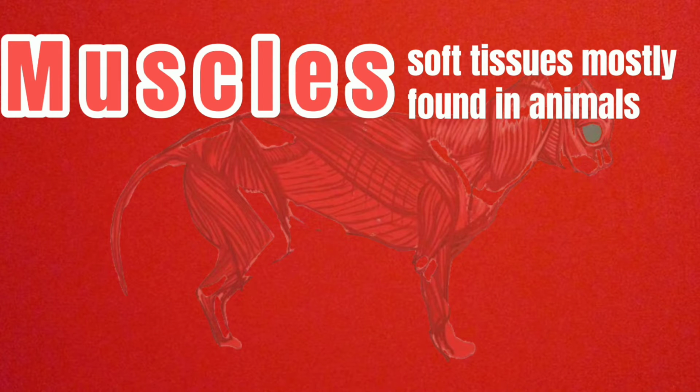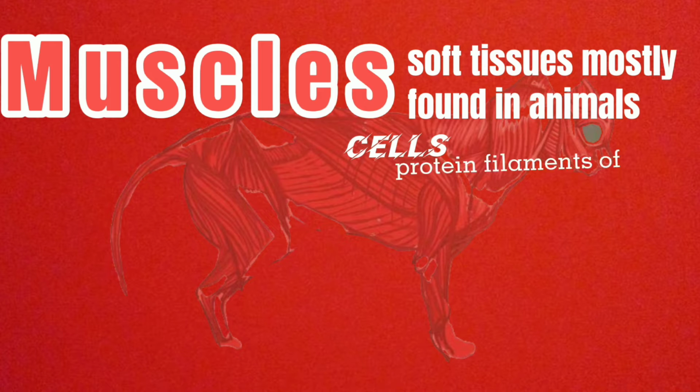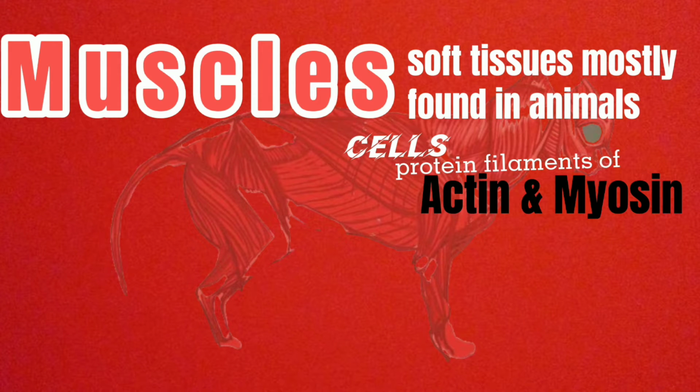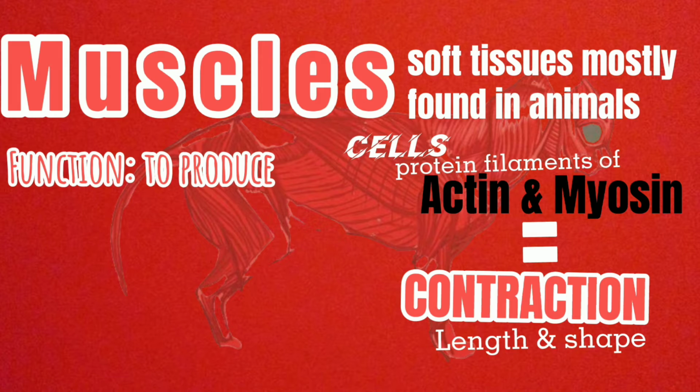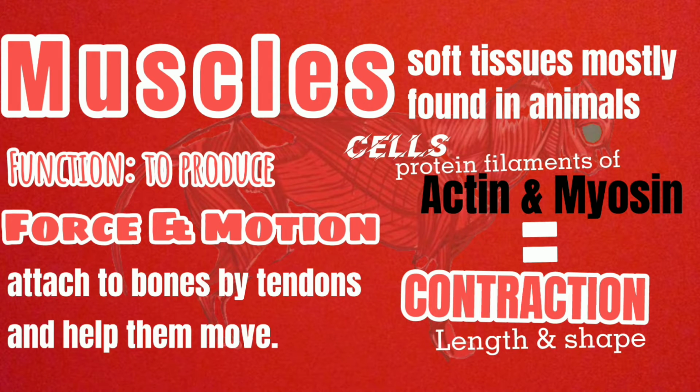But before we start, what is a muscle? Muscles are soft tissues found in most animals that the cells contain protein filaments of actin and myosin that slide past one another, producing a contraction that changes both the length and the shape of the cell. Muscle function is to produce force and motion, which are attached to bones by tendons and help them to move.